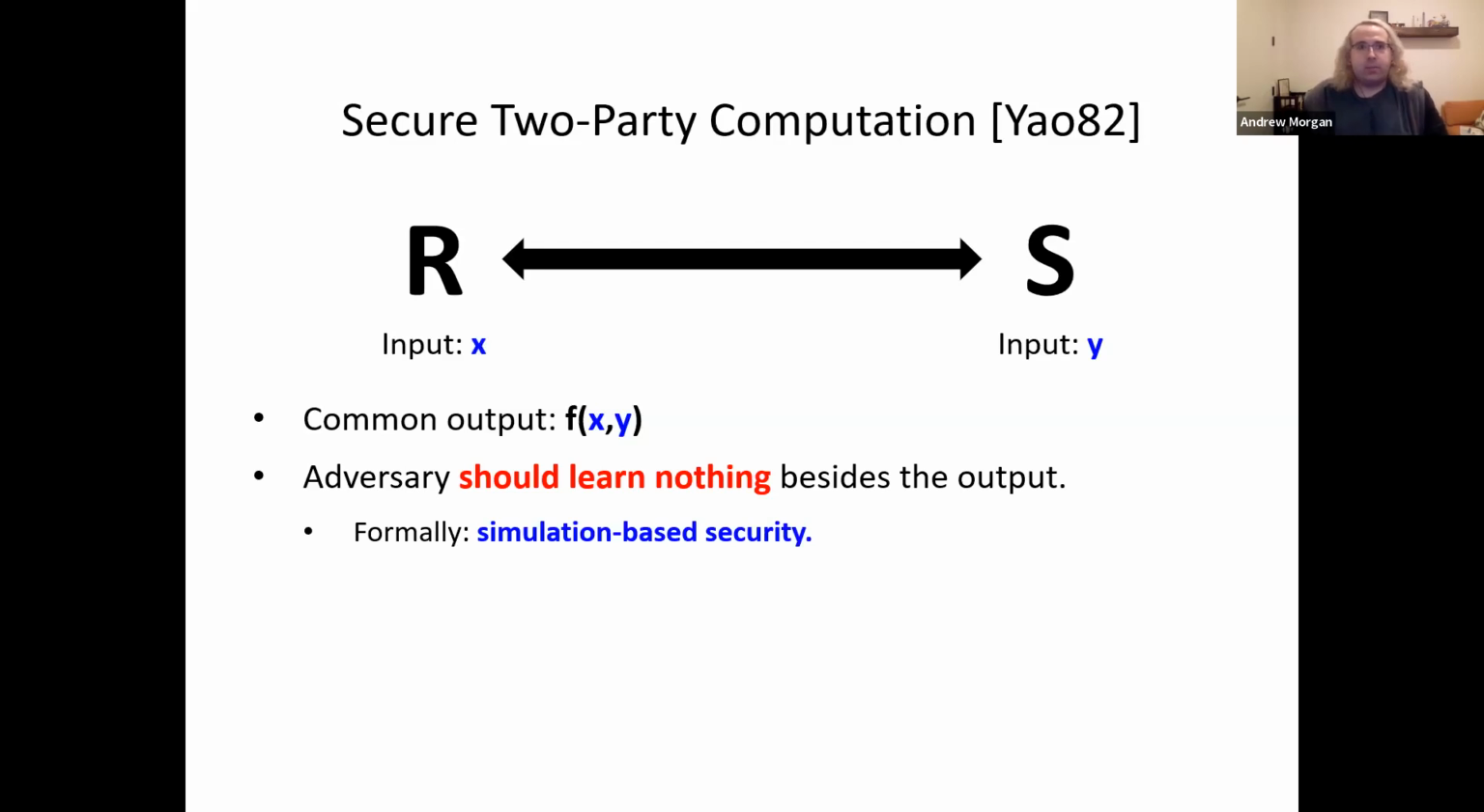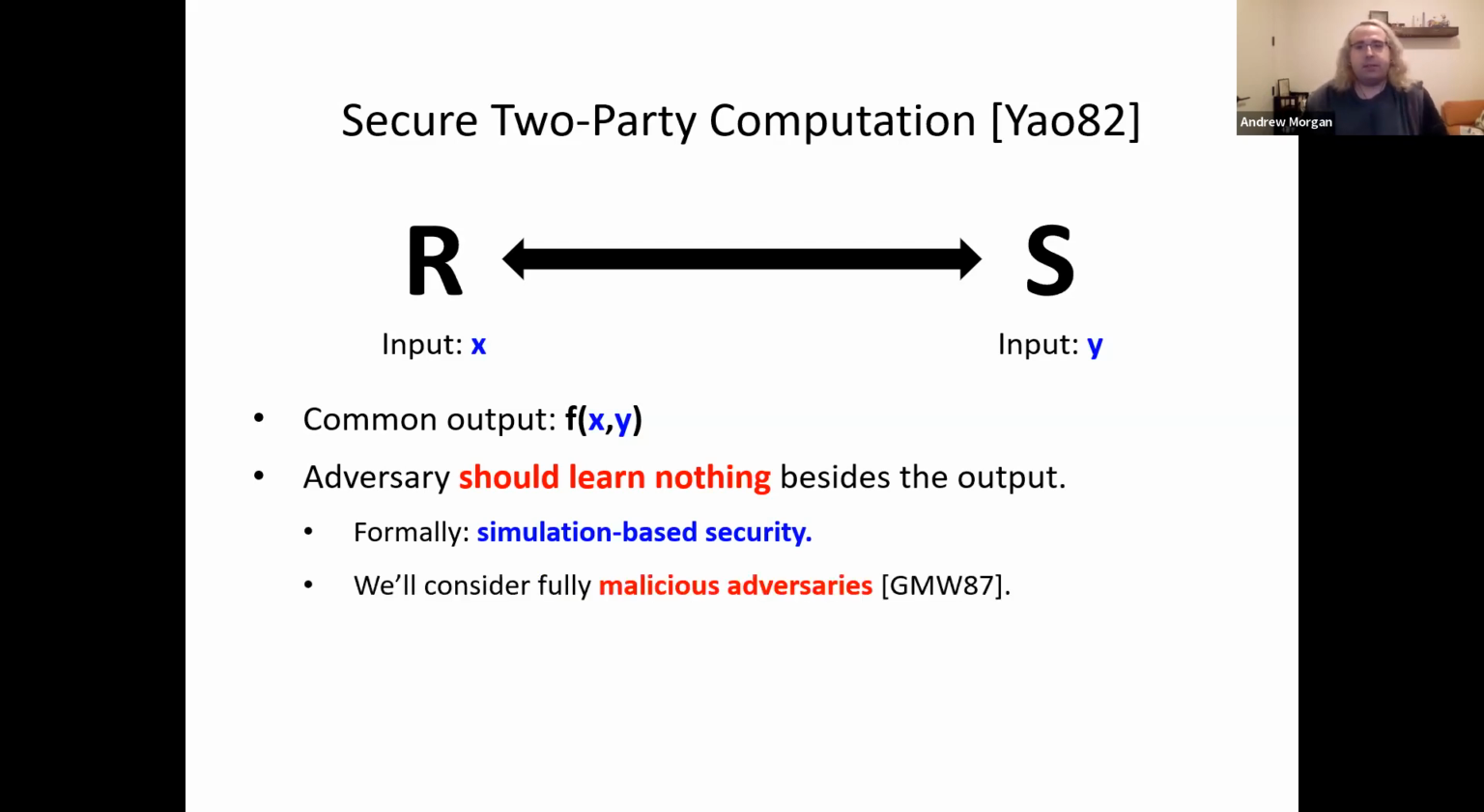So formally, we call this notion simulation-based security, where a computationally bounded adversary should be unable to distinguish between their view of the real execution of the protocol and their view of an idealized execution with a trusted third party and simulated messages which are independent of the honest party's input.